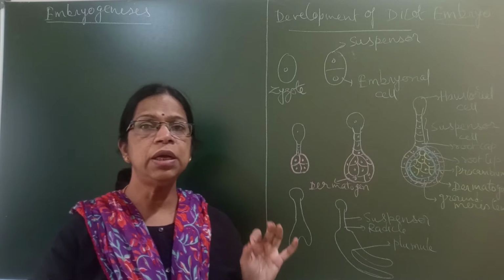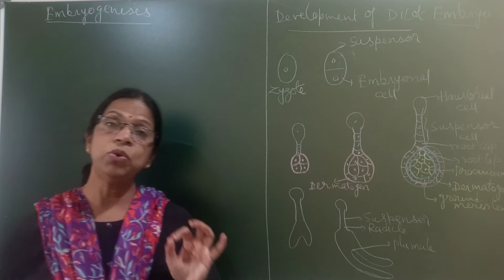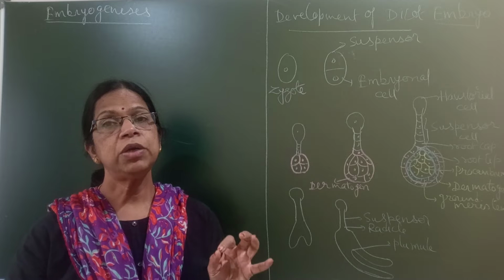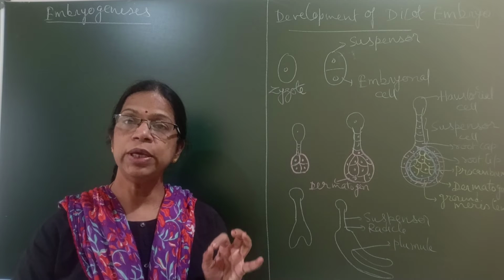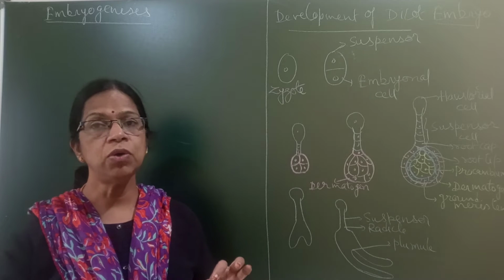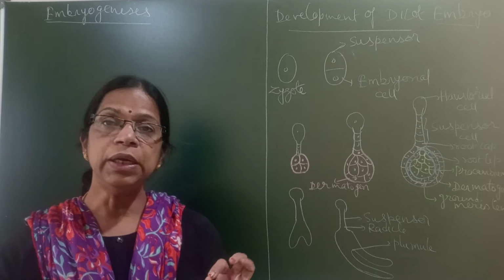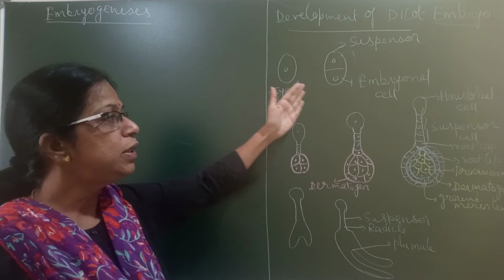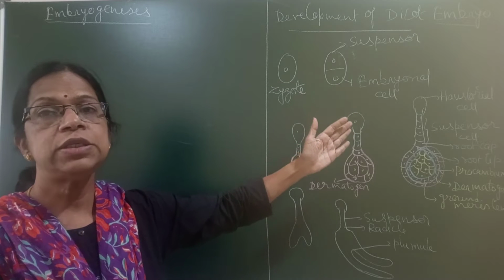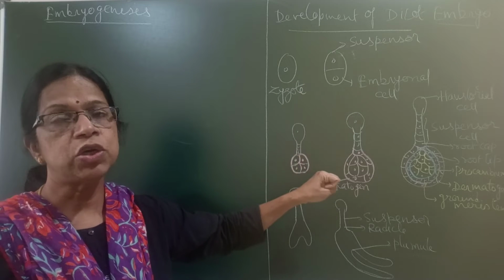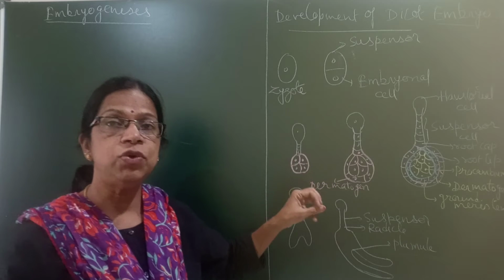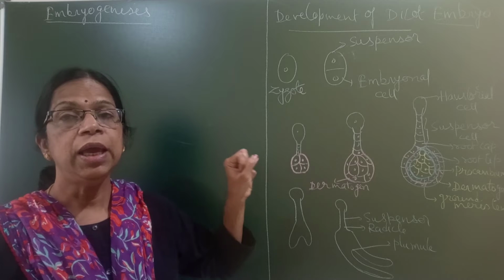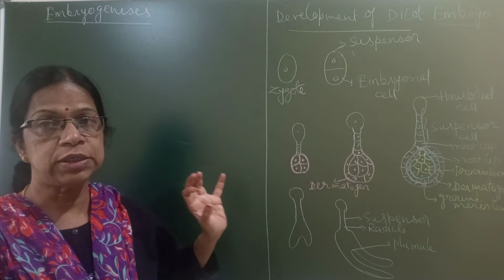So the basic development of embryo in both dicots and monocots is almost the same, but with a few differences. In today's session, I am going to discuss embryo development in dicots. So here I have already illustrated with some diagrams. Let us try to elaborate them and understand. And then I will give you the structure of dicot embryo. First, let us see the embryo development, how the embryo starts developing.